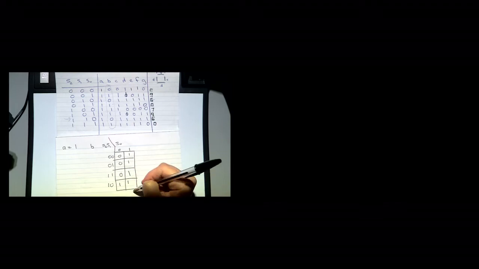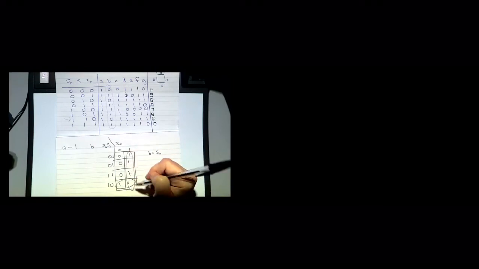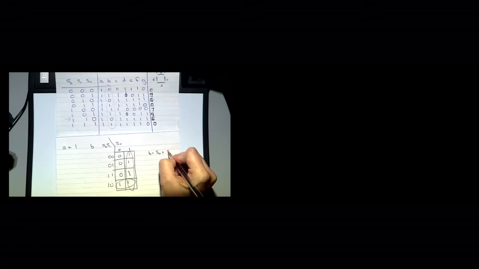Now I'm going to draw my groups. Here's a group of size 4 and a group of size 2. So now I can write down my expression for B. So B equals S0, which is this group, or S2 S1 bar, which is this group. So there's my simplified expression for B.